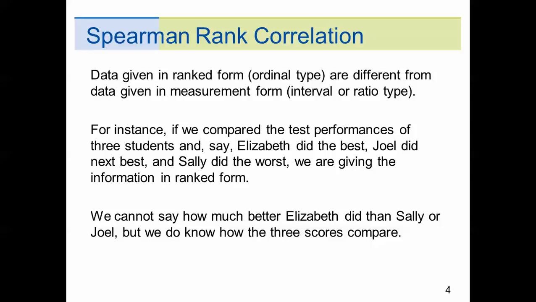For instance, if we compared the test performance of 3 students and say Elizabeth did the best, Joel did the next best, and Sally did the worst. Poor Sally. We are giving the information in ranked form. One did better than the other. We cannot say how much better Elizabeth did than Sally or Joel, but we do know how the 3 scores compare. So we can't say that Sally scored 25 points less than Joel.